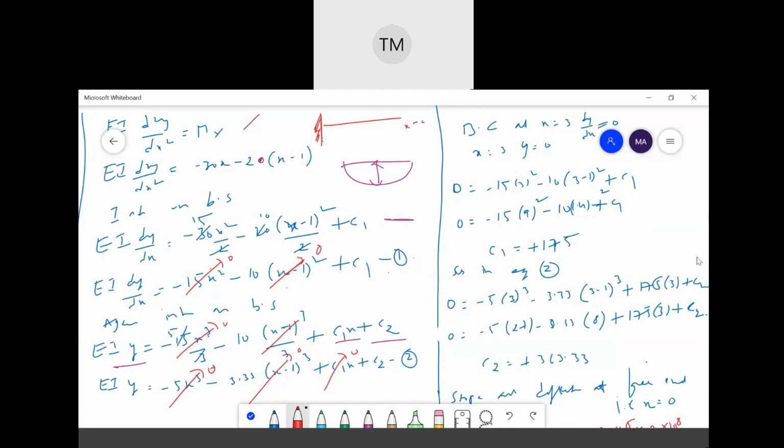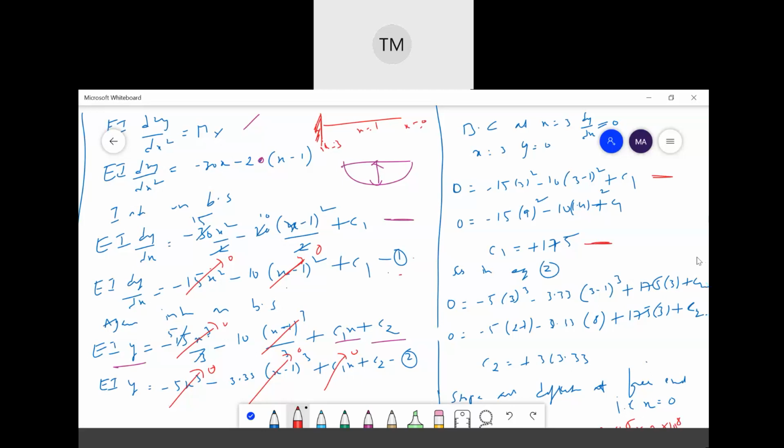The fixed support is at x equal to 3 meters. So at the fixed support, x is equal to 3: dy by dx is equal to 0, and y is equal to 0. Substituting these boundary conditions first in equation 1, x is equal to 3 and dy by dx is equal to 0. This term will become 0, minus 15 into 3 square minus 10 into (3 minus 1) whole square. When you simplify, you will get c1 is equal to 175.